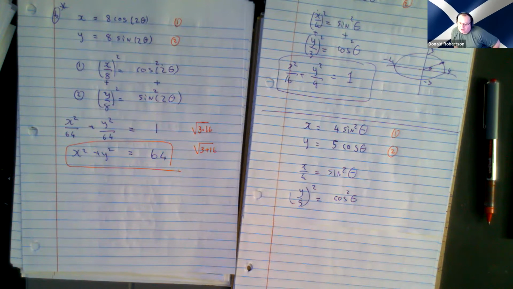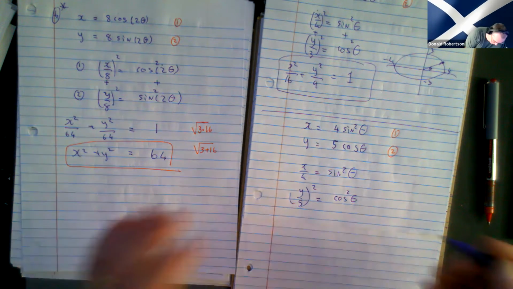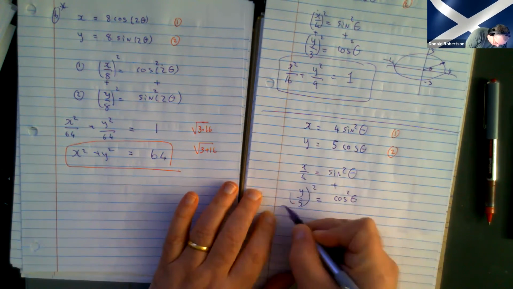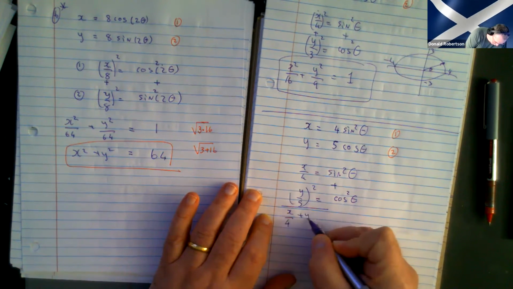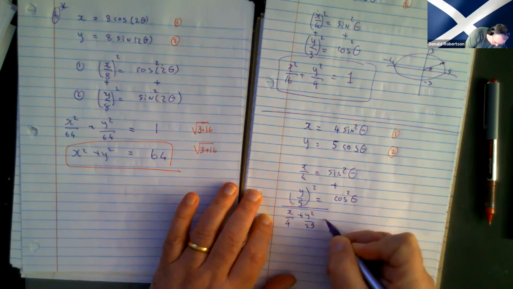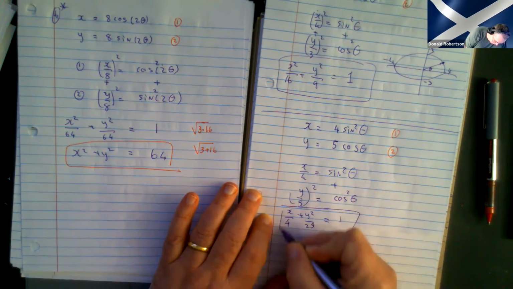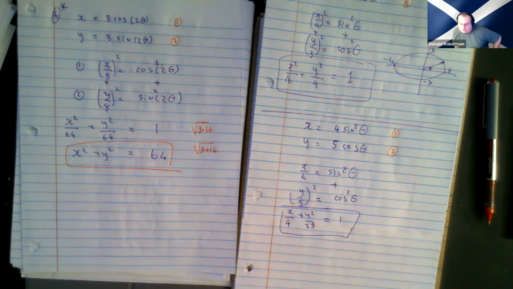So do you see we just adapted the strategy to accommodate the situation in front of us, right? So that guy's already a sine squared. Why should I do anything to him? He's good. I like sine squared. So if you add them, you will get x over 4 plus y squared over 25 equals 1. And there's not a lot you can do with that, so I would probably just leave it alone.